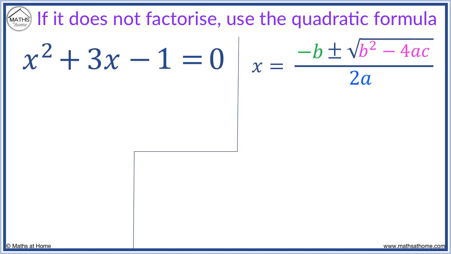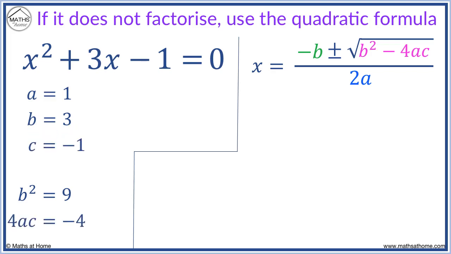a is the coefficient of x squared, which is 1. We have 1x squared. b is the coefficient of x, which is 3. We have 3 x's. c is the constant term, which is -1. Now b squared equals 9. 4ac is 4 times 1 times -1, which equals -4.